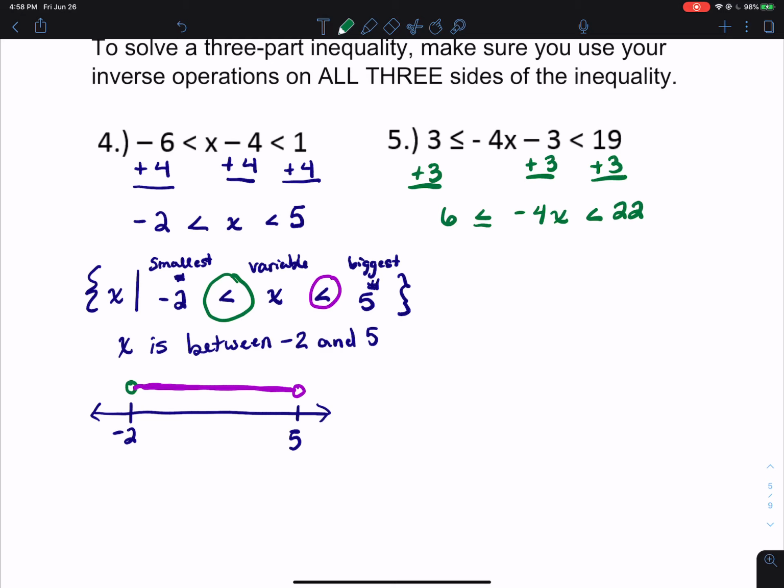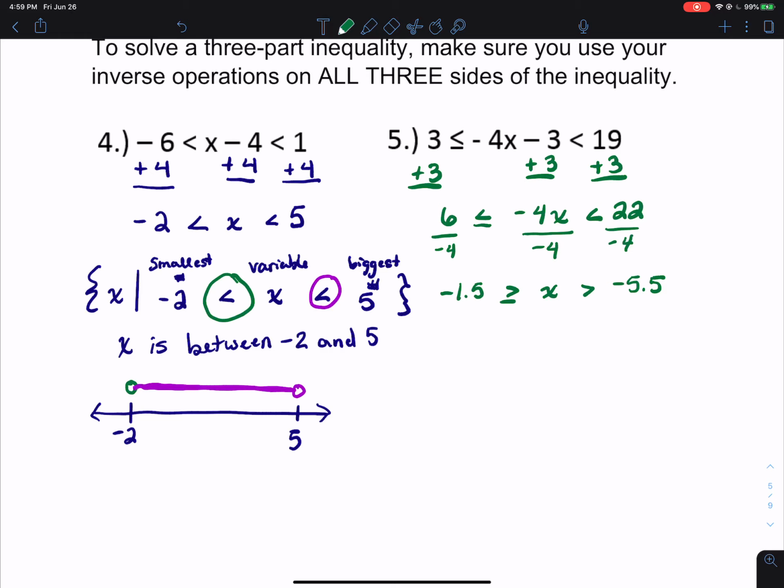Then I need to get that x by itself. So I'm going to undo multiplication with division. I'm going to divide everything by -4. That gives me -1.5 and -5.5 with x in the middle. Now notice I divided everything by a negative number, so my inequality symbols need to flip.